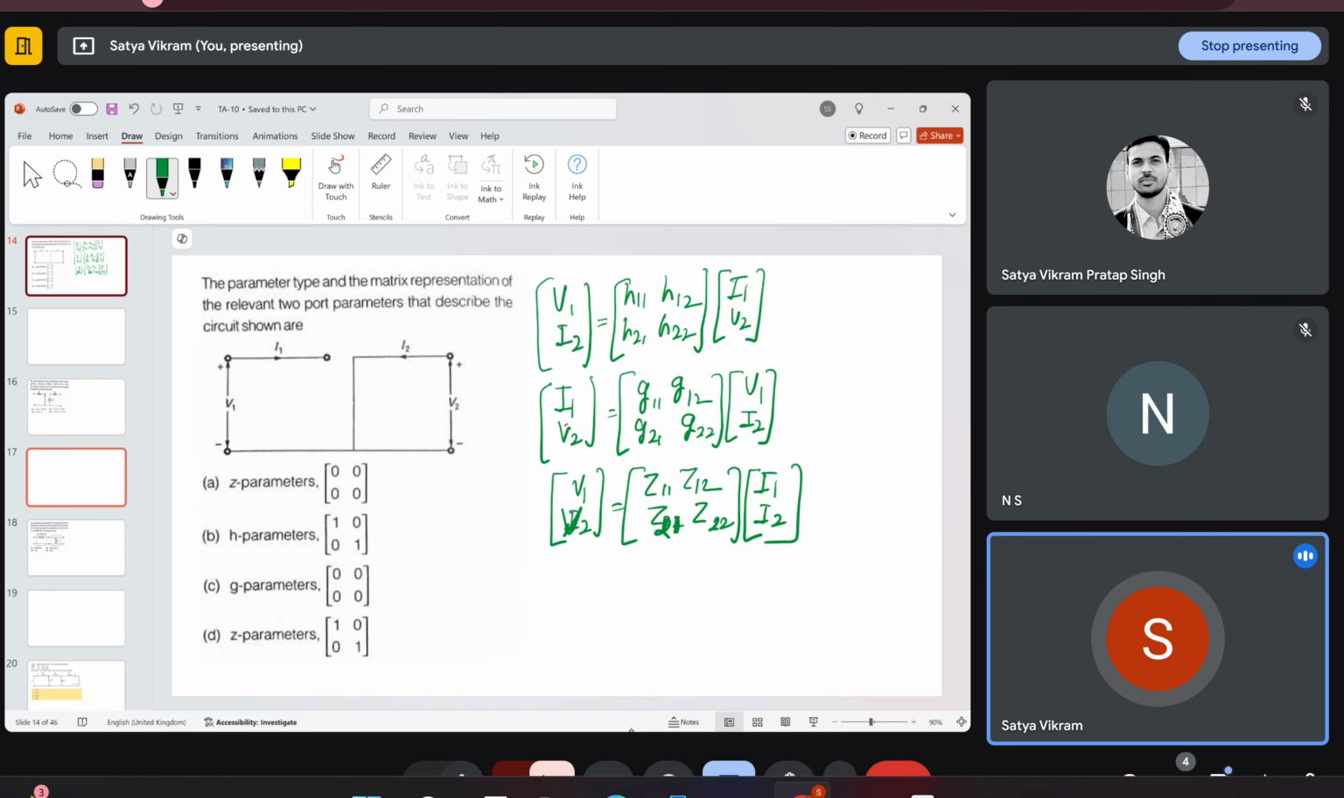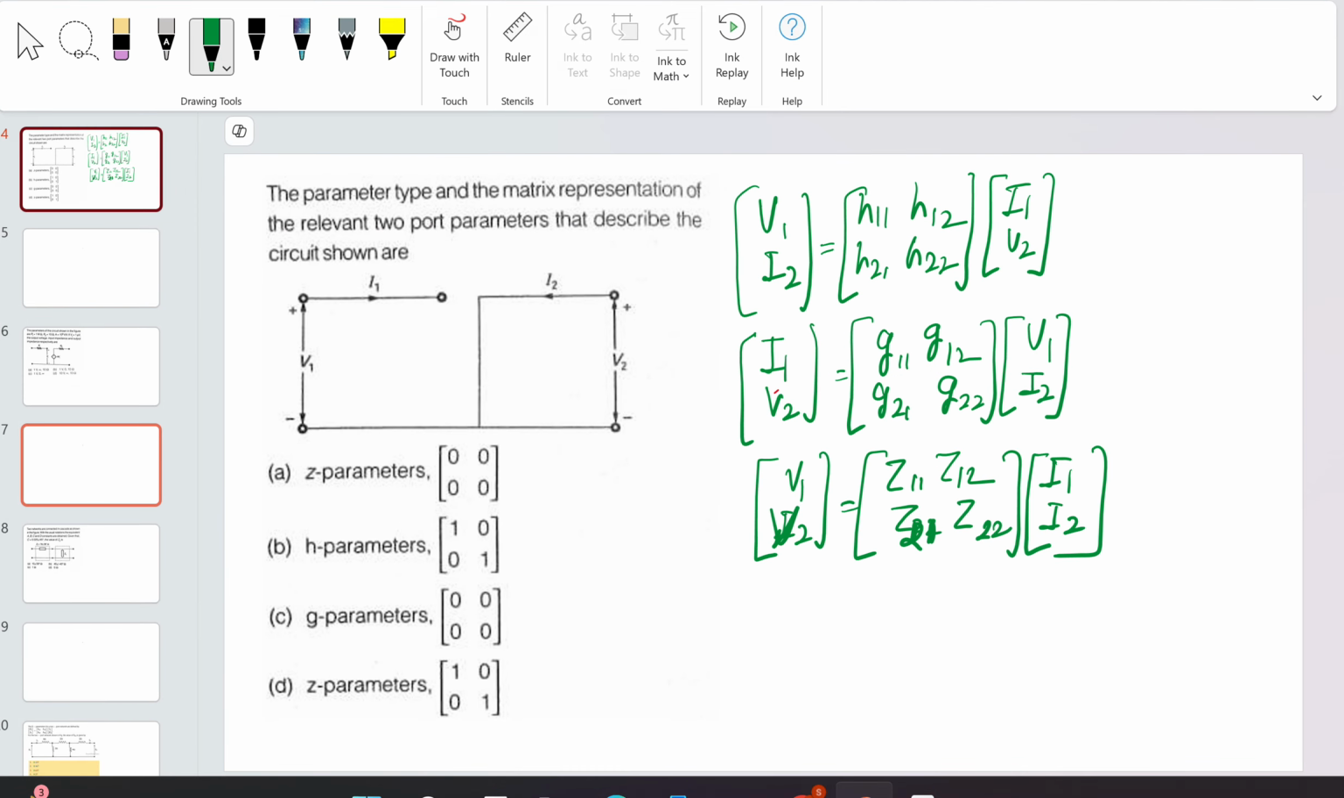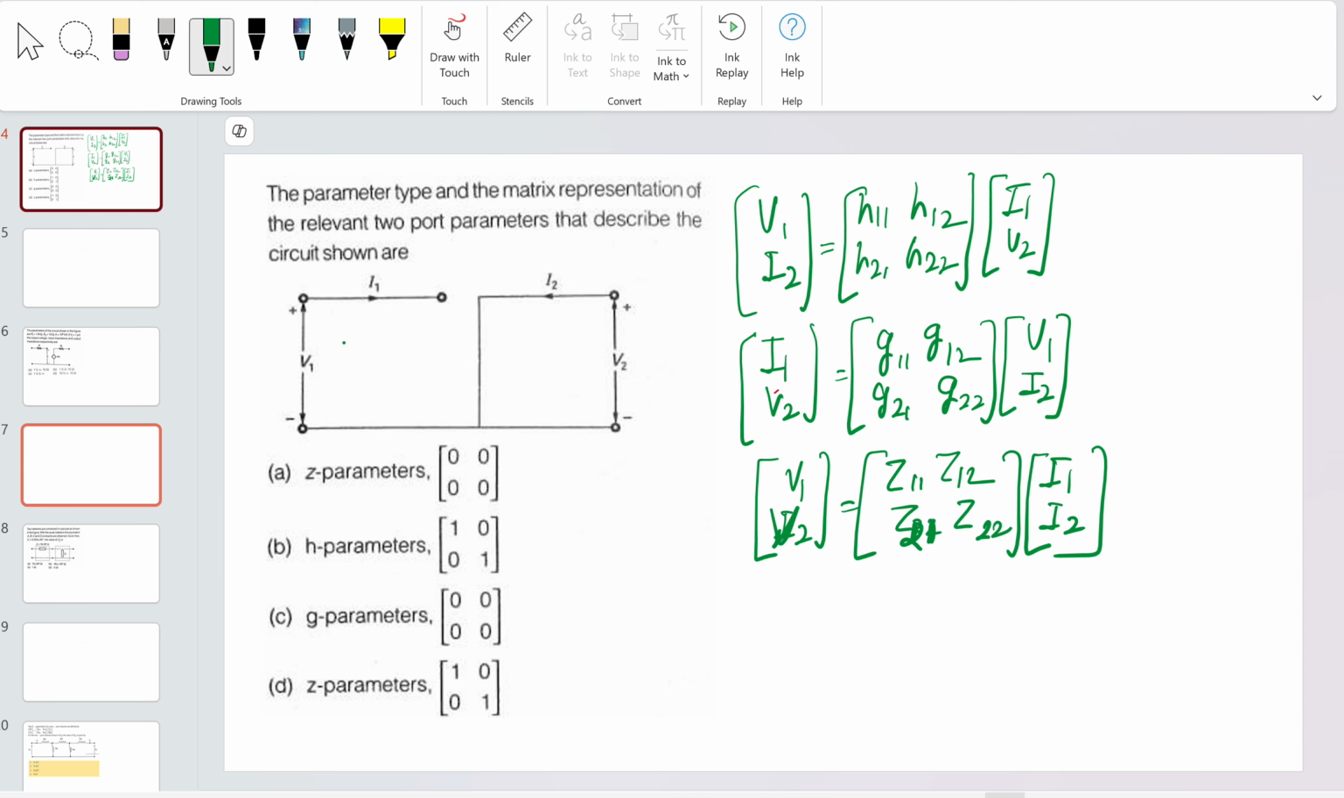Okay, let me give some hint for this. The hint is that if you see, this is the input side and this is the output side. If you see that the input is already open circuited, it means that I1 is going to be zero all the time. Okay, I1 is already equal to zero.